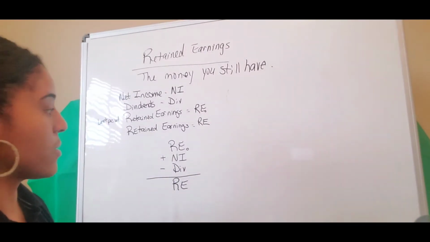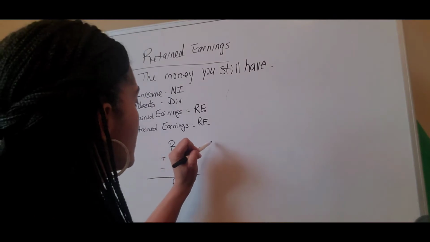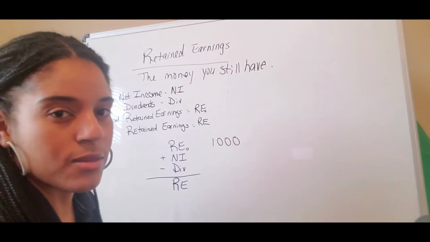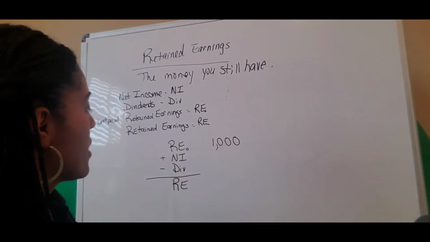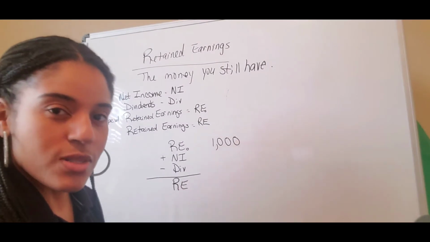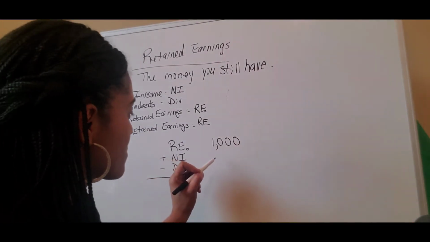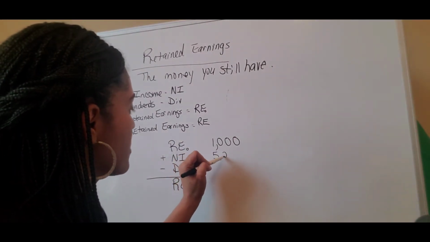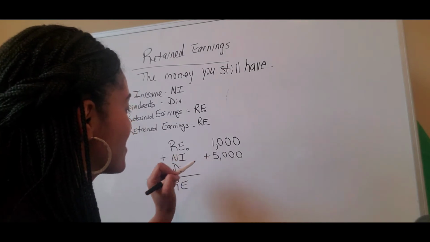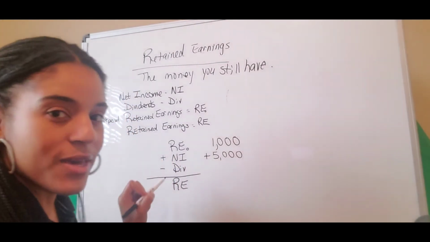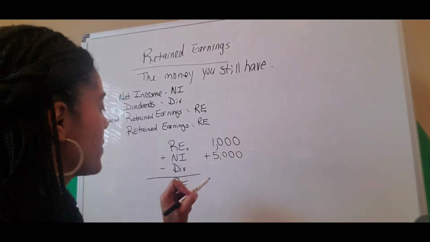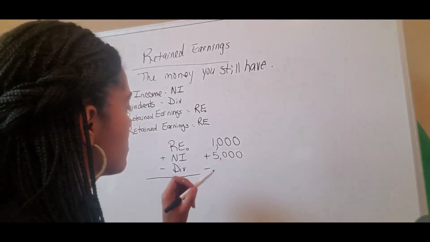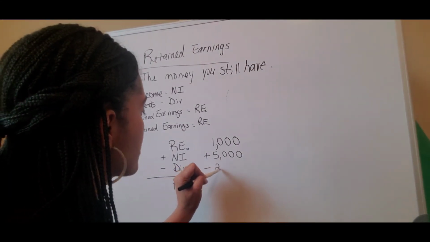Simple steps. Let's say last period we had retained earnings of $1,000. That's how much money we had left over in our little business. We had a really good month last month, and we made $5,000. So we're adding, because this is the net income. After we paid expenses, this is how much money we made. And we said we'll be nice to our shareholders and we'll pay them $2,000.